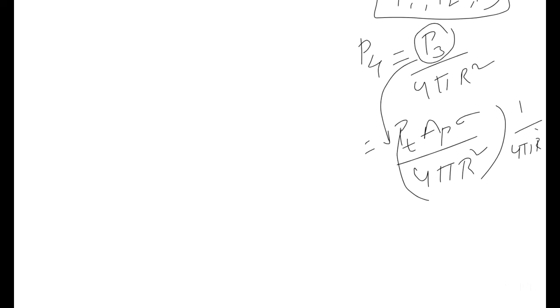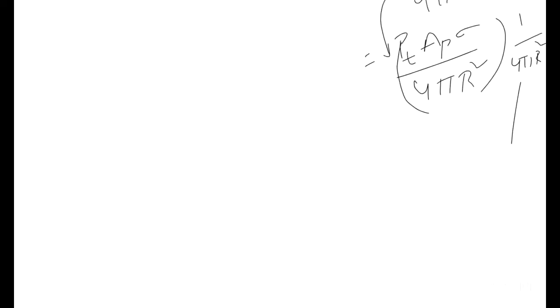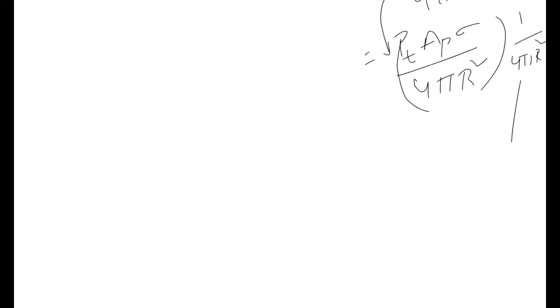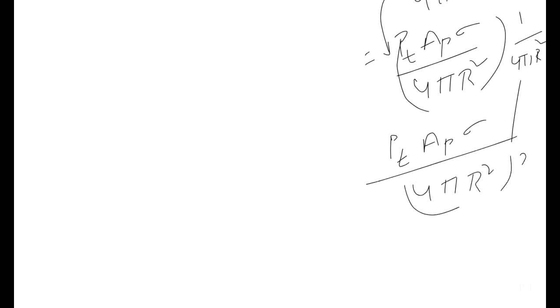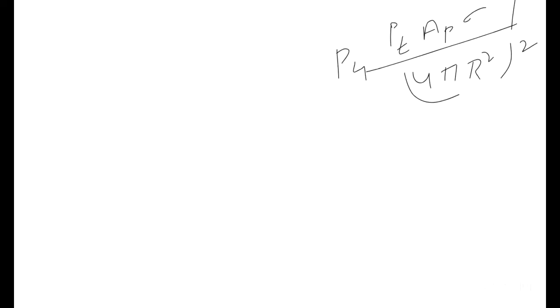After writing 1 by 4 pi r square, what is the equation we will get? After multiplication, what final equation will we get? PT, AP, rho by 4 pi r square whole square. Whatever we got, this is power P4. After getting P4, I am multiplying it with the area of cross section AE.